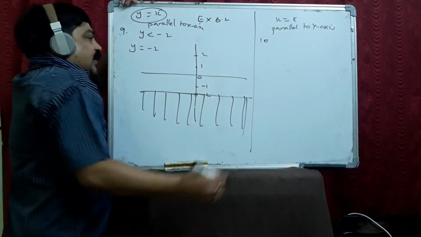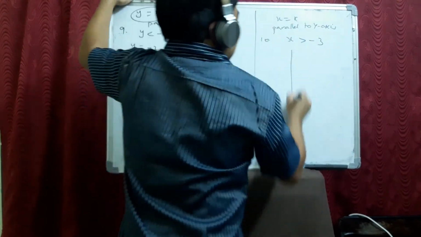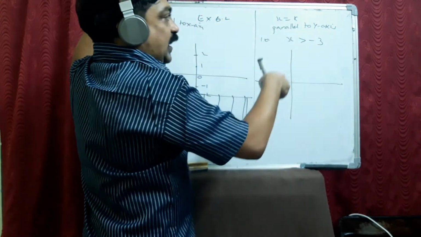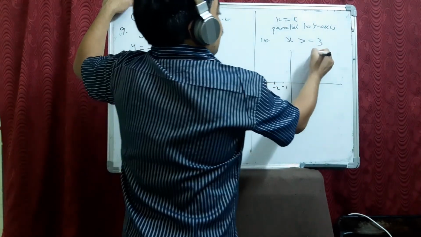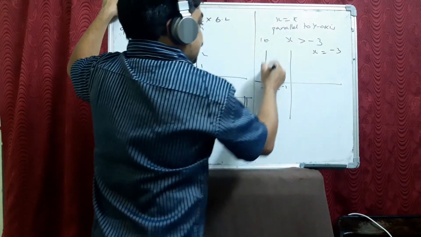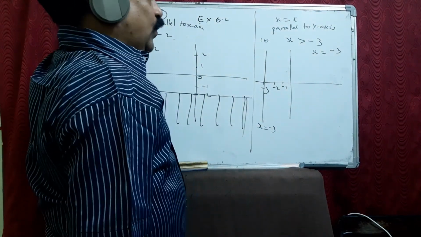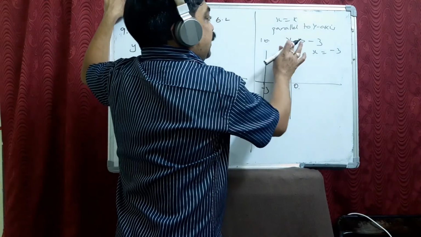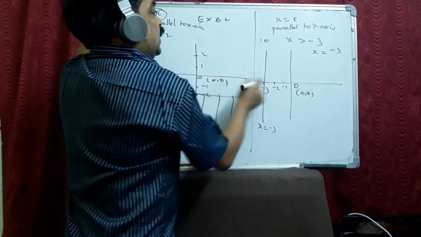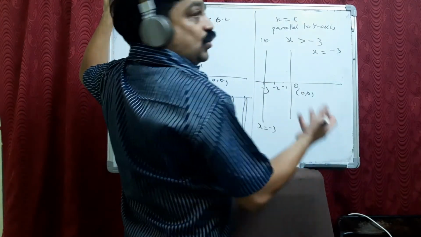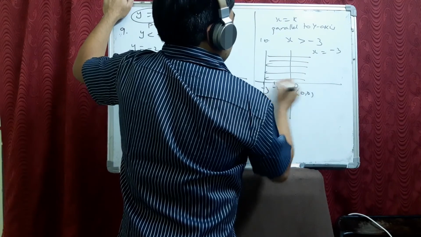And the next question is the 10th question. x is greater than minus 3. So x equal to something is a vertical line, parallel to the y-axis. So minus 1, minus 2, minus 3. First we draw x equal to minus 3, this is x equal to minus 3. Let us substitute 0. Does 0, 0 satisfy it? That means x is 0, y is 0. 0 greater than minus 3. Yes, it is true. 0 is greater than minus 3. So we shade towards 0. This is the part.